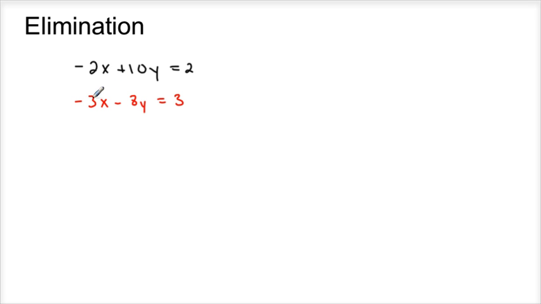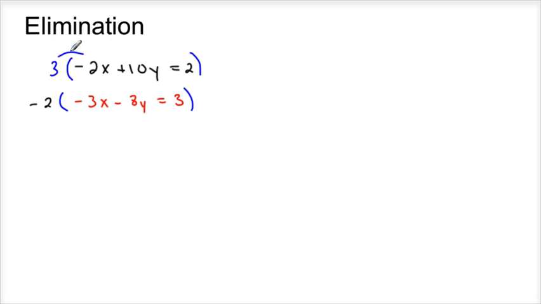So if I look at my 2 and 3, a common multiple of 2 and 3 is 6. So what can I multiply both these equations by so both those x's are 6? Well, the first equation needs to be multiplied by 3, because 3 times 2 is 6. The second equation I'm going to multiply by 2, because 2 times 3 is 6. I like the addition, so I'm going to multiply this by a negative 2, so that my first term here is positive 6x, and this first term here is a negative 6x.